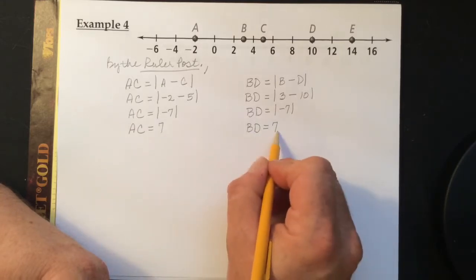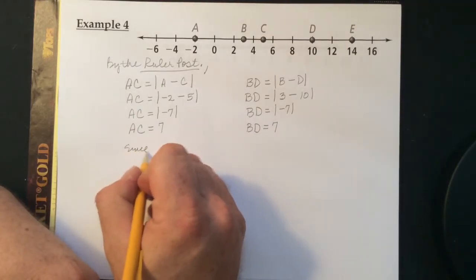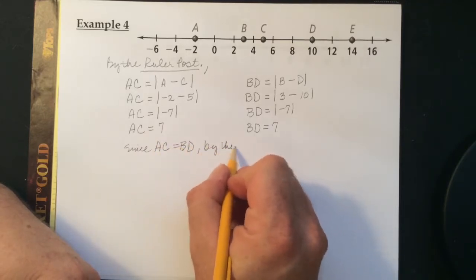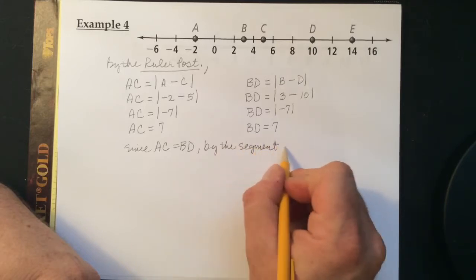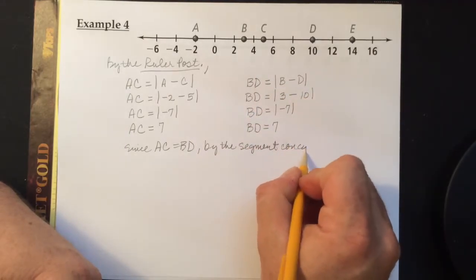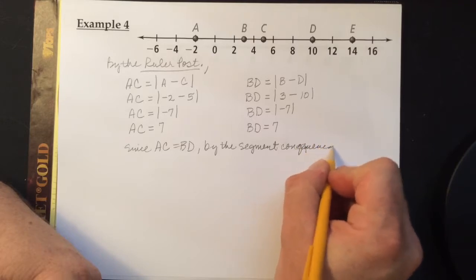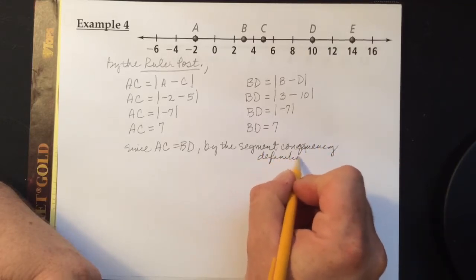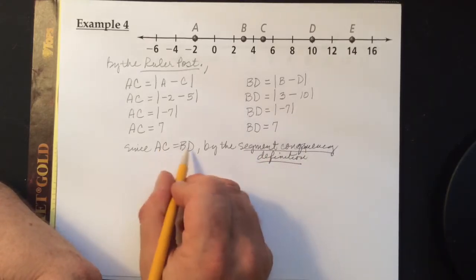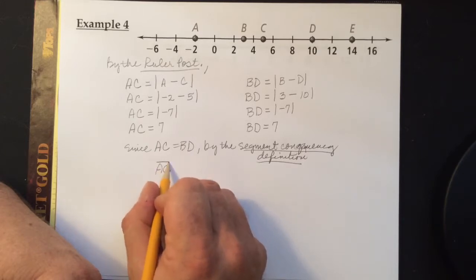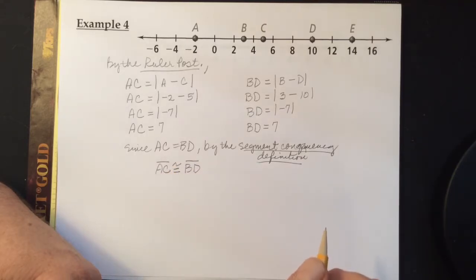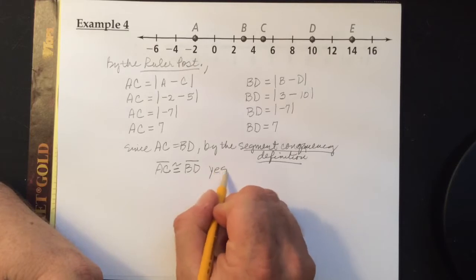Now, since AC and BD are equal, by the definition of congruent segments, then since the lengths are the same, segment AC and segment BD must be congruent to each other, same size, same shape. So yes, they are the same.